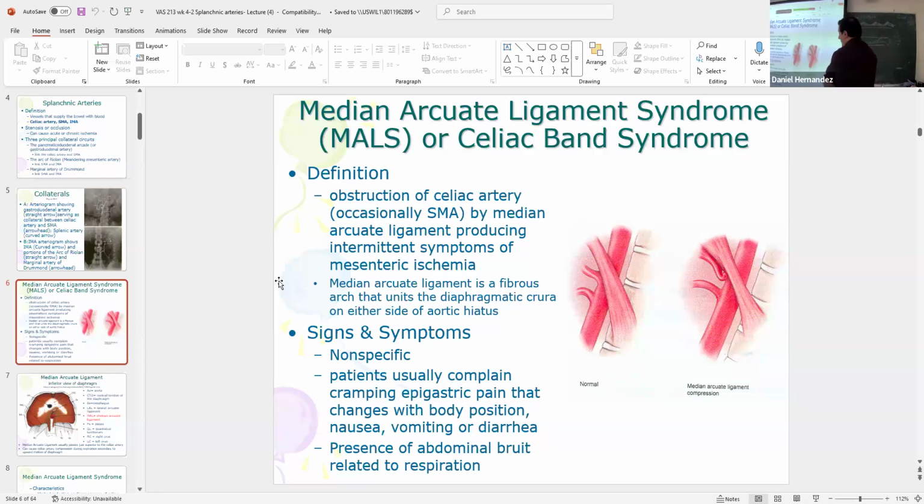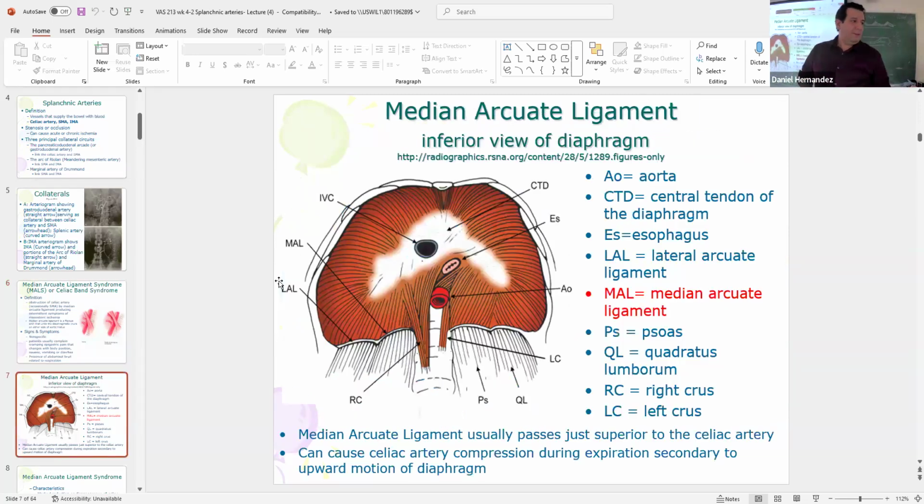Symptoms can be non-specific, but if they do have symptoms, they usually complain of cramping, gastric pain, maybe some nausea, vomiting, diarrhea, because that artery brings blood flow to your stomach and duodenum. There could be an abdominal bruit related to respiration. Because of that stenotic lesion, you might be able to hear it when they're breathing. This was just an overview of that.